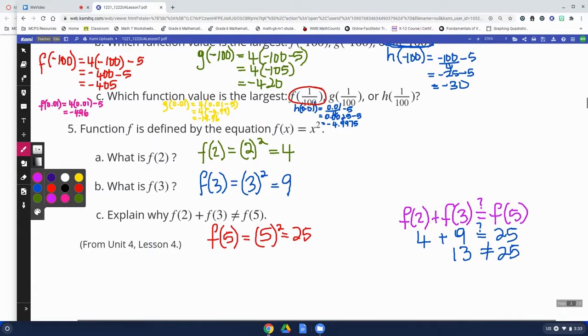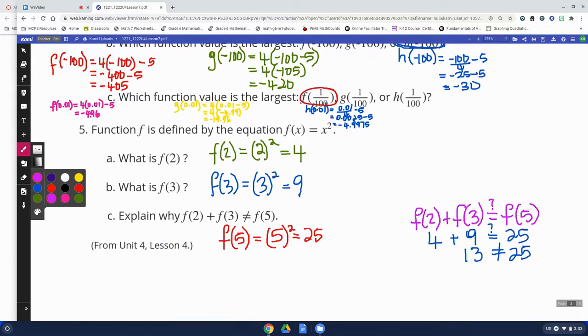And number 5, important, because remember, we spoke about function notation and that f of 2 does not mean 2f, right? So you can't add them like you would 2f plus 3f. And this right here is one of the reasons why. It's an example of why you can't do that. Because f of 2, in this case, when f of x is x squared, would be 4. And f of 3 would be 9. 4 plus 9 is not 25, which is what f of 5 would be. So you can't just treat them like terms and add them.